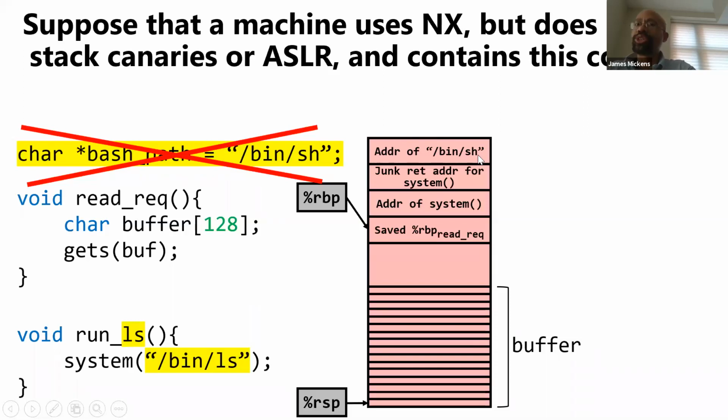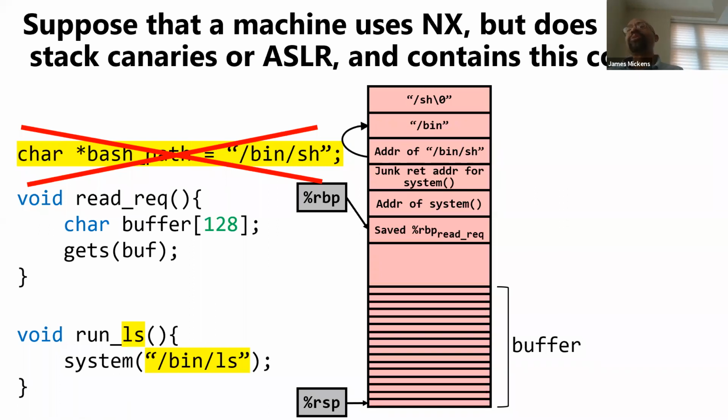But I just told you that that string doesn't exist anywhere in the program binary. So where is this going to point to? Are you ready for it? It's going to point to somewhere on the stack, right? The overflow allows the attacker to control the contents of the stack. So this address that we put right here can just point to the very next location in the stack, which the attacker has conveniently overwritten with /bin/sh.